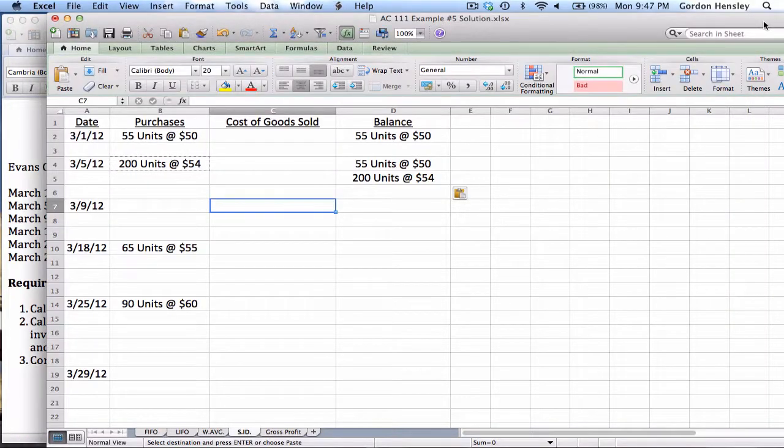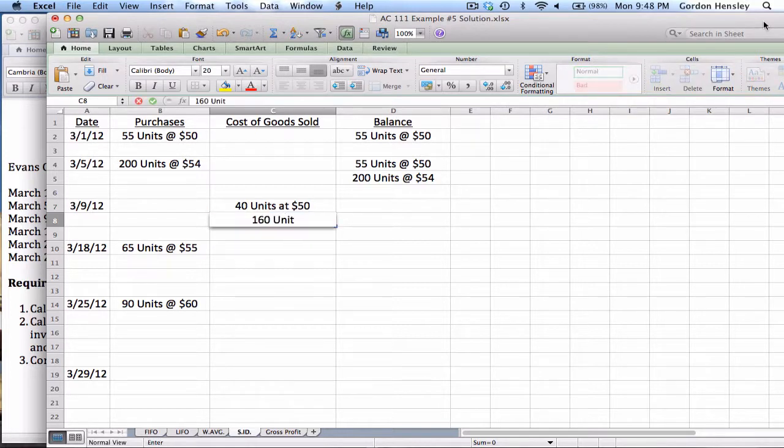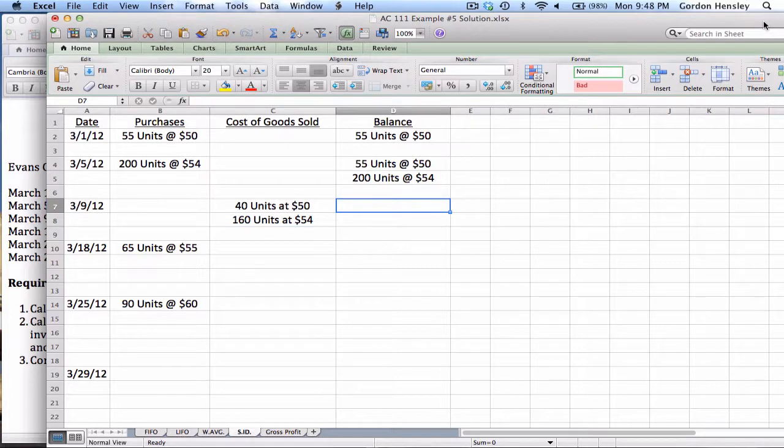So what I'll do there is say, okay, since I'm using specific identification, it said that assume that 40 units came from beginning inventory, which would be a price of 50, and then it said assume that 160 of the units came out of the next purchase, which was at a price of 54. So they're literally telling me which units were sold. So that means in that first layer, I used to have 55. Now I only have 15.